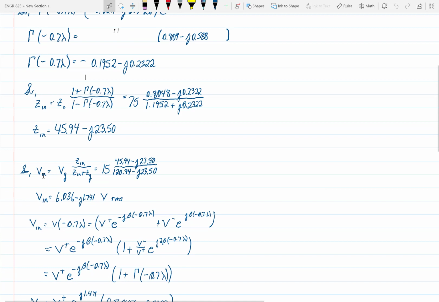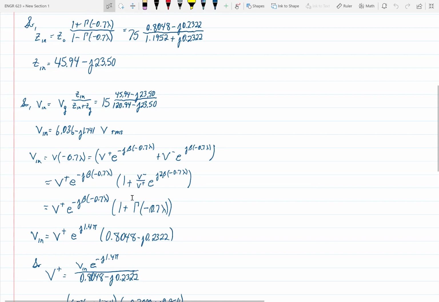Now we treat this as a voltage divider, and we have Vin is equal to Vg times Zin over Zin plus Zg. And so Vin is equal to this, and we remember now that this 15 is volts RMS. That was the source voltage Vg, and remember that was 15 volts RMS. So this Vin is in volts RMS. Now that Vin is V at minus 0.7 lambda.